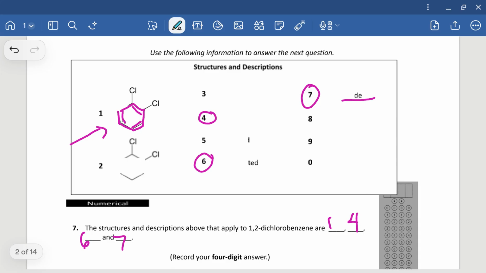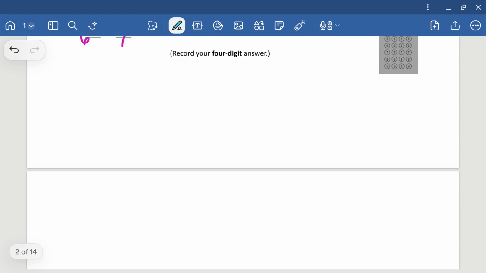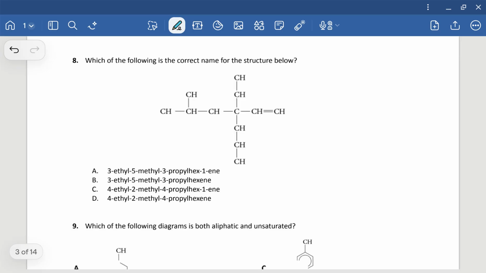So sorry about the formatting here, but that is what it's asking, just being able to tell the difference. And then the last 3 choices here were alcohol, which we don't see, acid, which we don't see, and ester, which we don't see. And so that's why we had that halide choice up here. So moving on from here, question number 8, we're asked to correctly name the following.